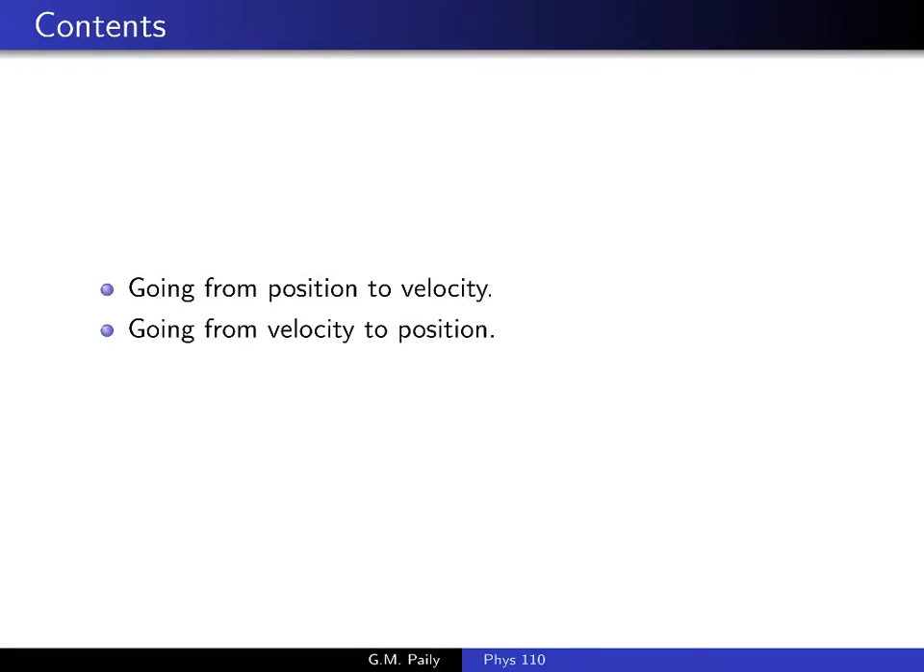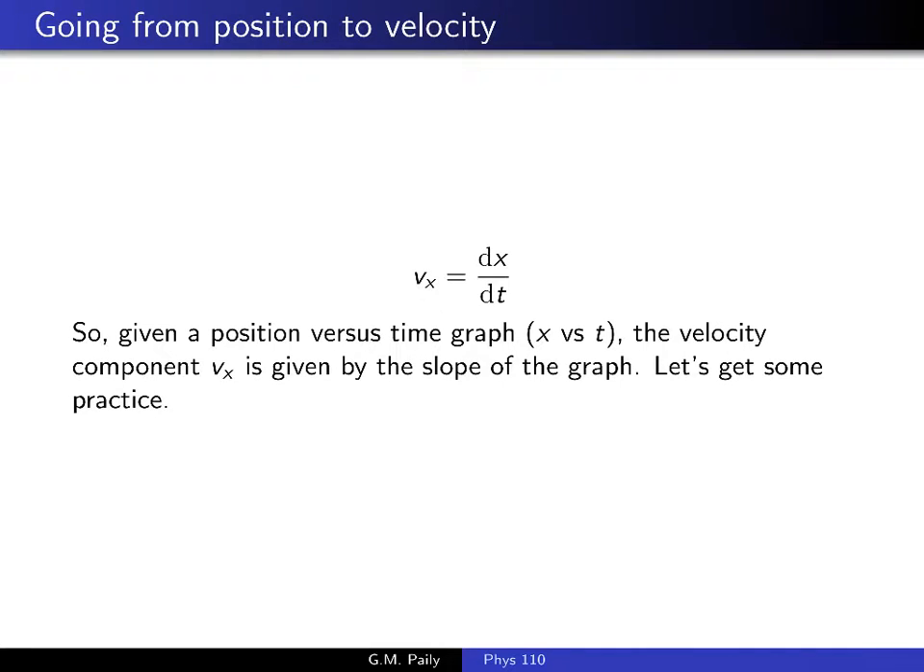In this video, we will look at how to go from position to velocity and also in the reverse order, from velocity to position. We have already seen that in one-dimensional motion, Vx, that is the x component of the velocity, is the derivative of x with respect to time, dx over dt. So if we are given an x versus t graph, then the velocity component Vx is just the slope of the x versus t graph.